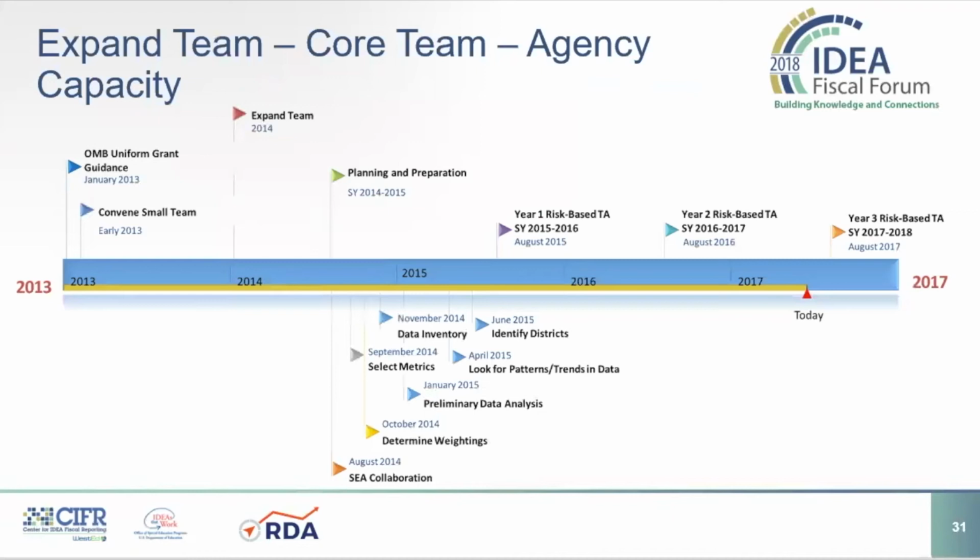Our integrated accountability system, unlike our levels of determination reporting for IDA or the various indicators that we have to report for the ESEA, the Elementary and Secondary Education Act, is not tied to any specific federal reporting. This is an internal tool and an internal process that we use to make sure that we are delivering the most effective technical assistance to those LEAs that need it the most.